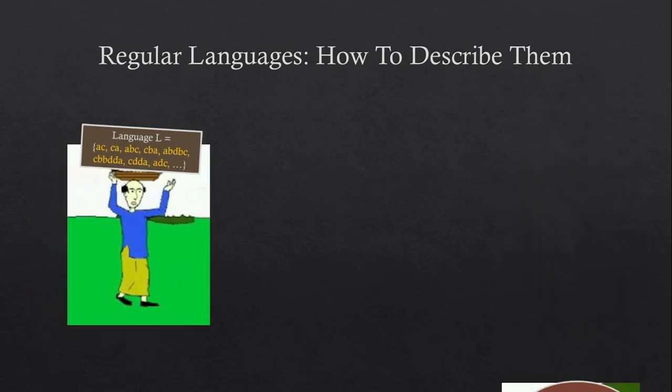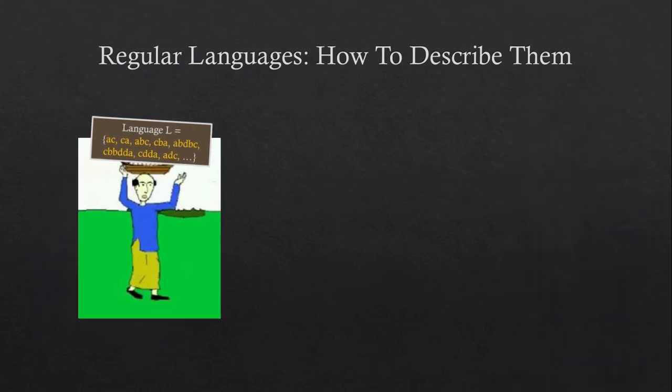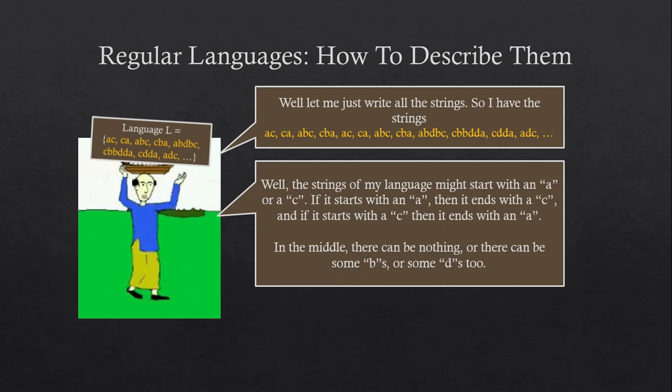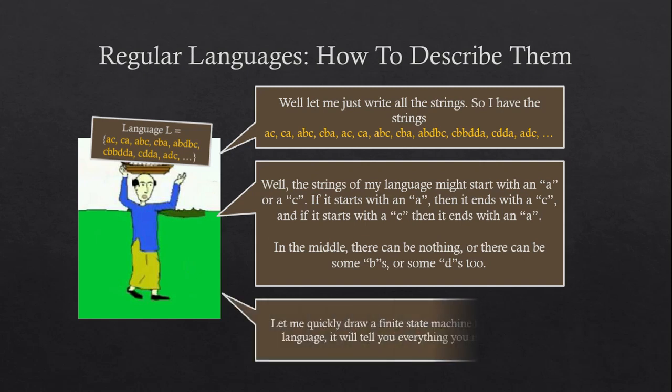Well, there are a few things you can do here. Obviously, you can start listing all the strings that are in the language. Also, you can start describing the language in words. Something like all the strings have an A in the beginning or a C in the beginning and some B's in the middle. Stuff like that. Or, this is interesting, now that we know every regular language has some finite machine somewhere that accepts it, you can draw that machine and that will tell you a lot about the language, so that is a fairly good way to describe the language.